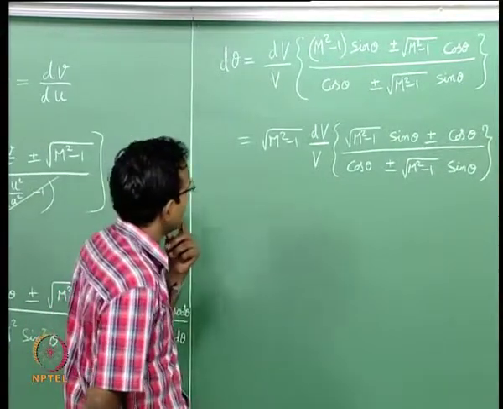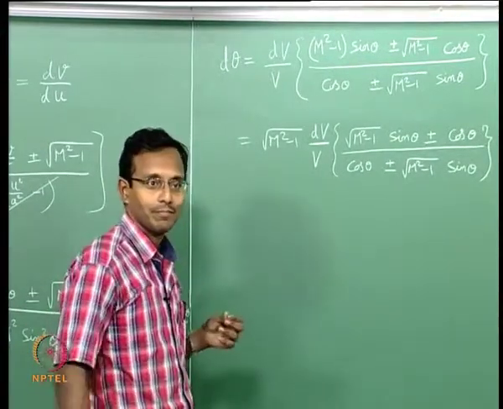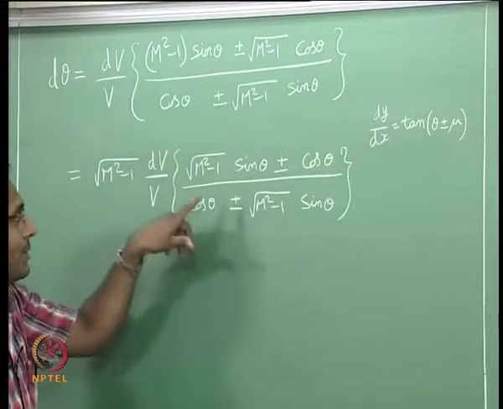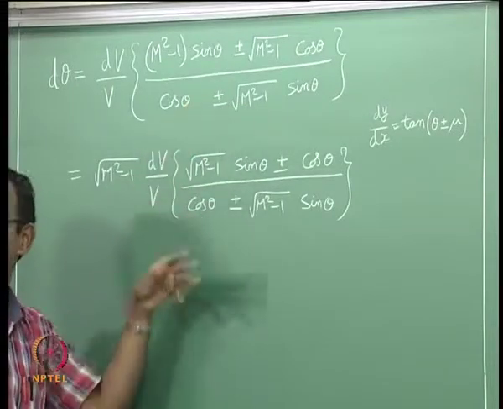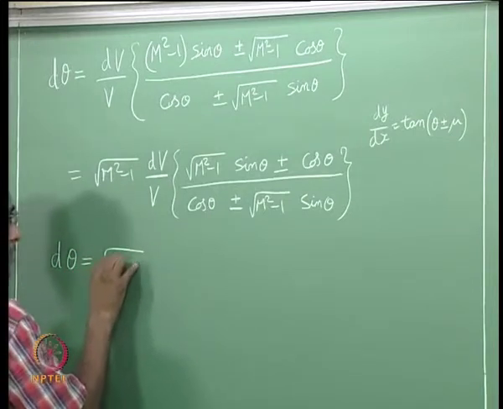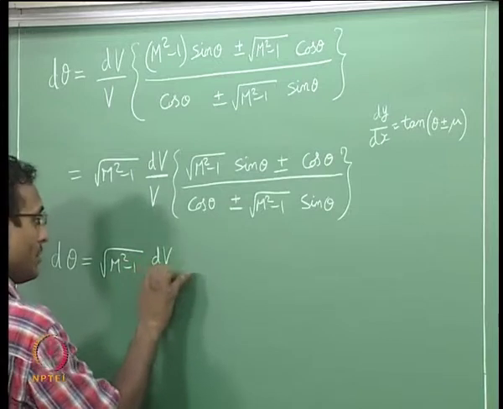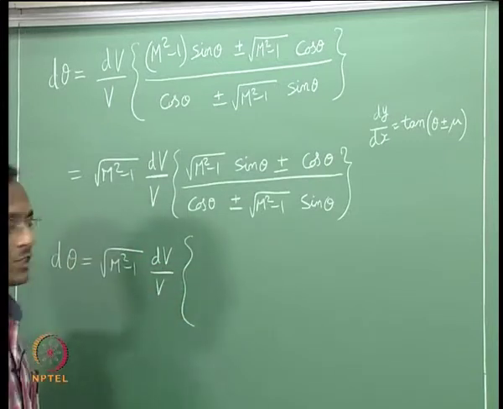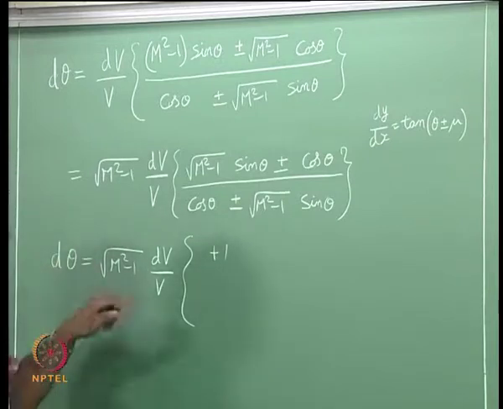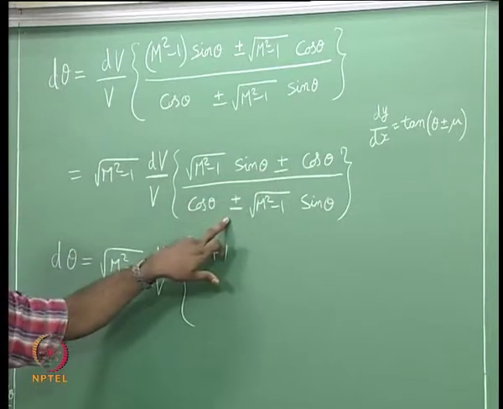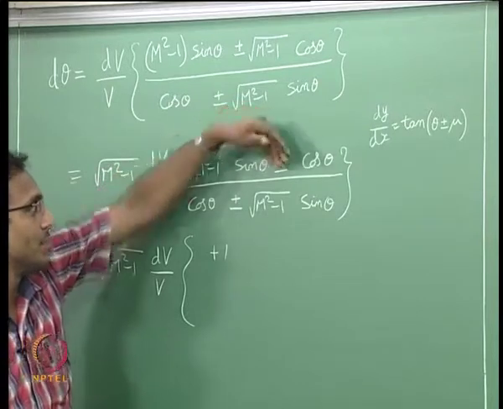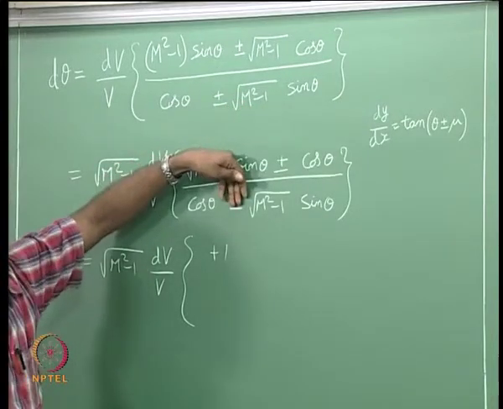Now, if I look at it, numerator and denominator are almost the same, okay, except for, let us split the terms now. If I have a plus there and a plus here, they are exactly the same terms. So, now I can write my expression as d theta equal to square root of M square minus 1 dV by V into one solution is plus 1, right. What about the other solution? If I put minus here and minus here, numerator will have just a minus, the square root sin theta minus cos theta, denominator will have cos theta minus square root sin theta.